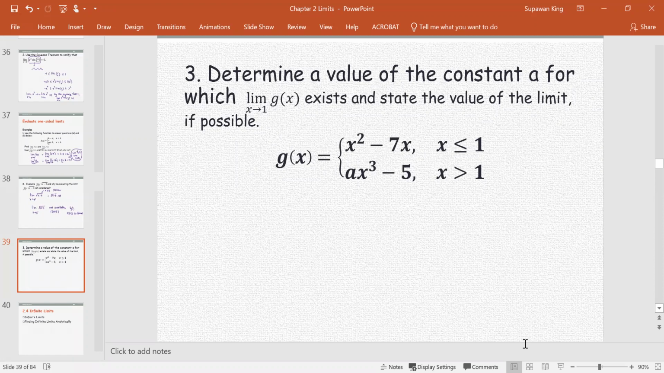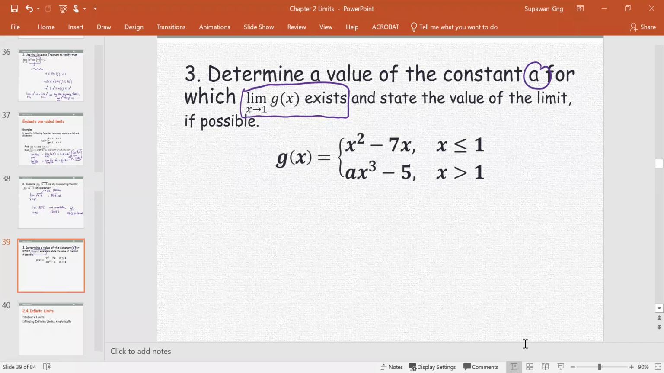In this example, we determine a value of the constant a for which the limit of g(x) as x approaches 1 exists, and state the value of the limit if possible. We have the piecewise defined function. For x less than or equal to 1, the function is defined as x squared minus 7x. For x greater than 1, g(x) is defined as a x to the third minus 5.